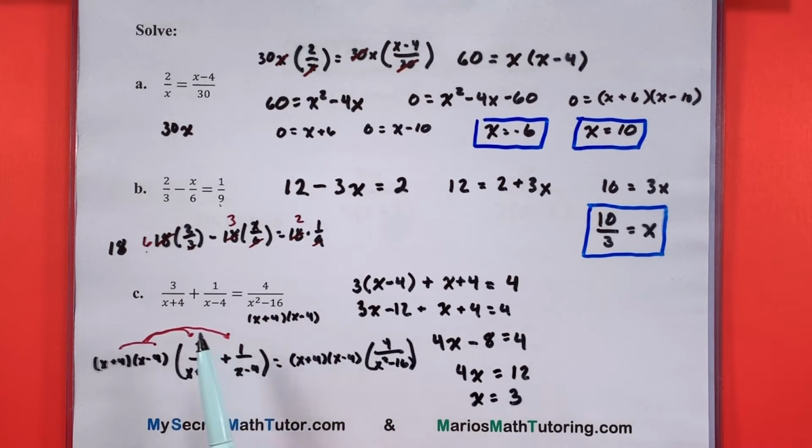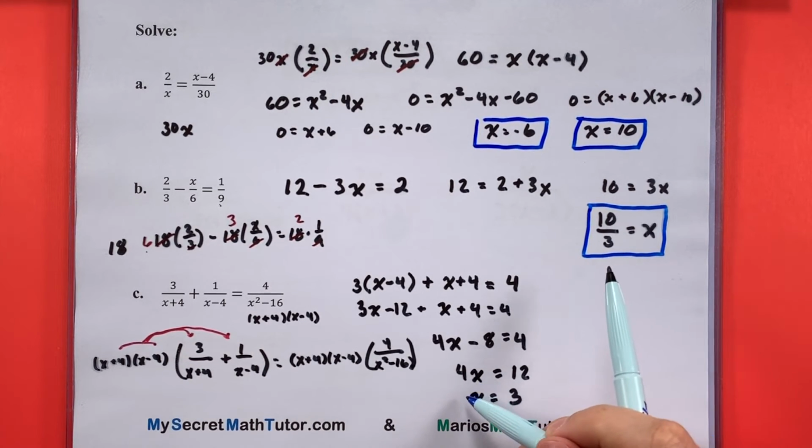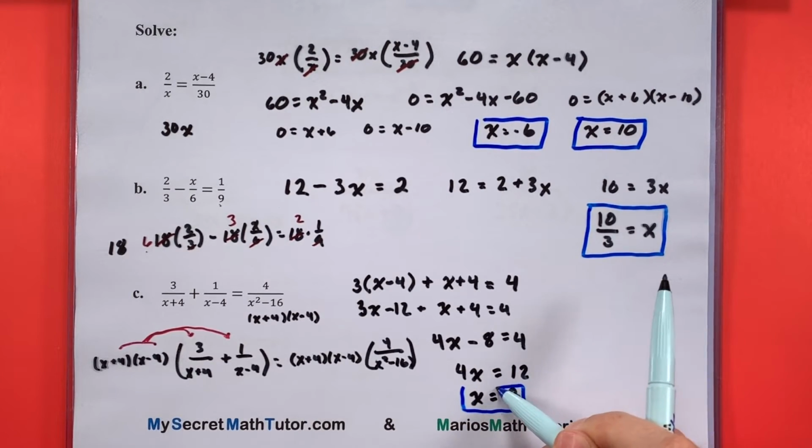All right, so looking back at the original, we do not want a 0 in any of our denominators, so x cannot equal a negative 4, and x cannot equal a positive 4. Same thing here, can't equal a negative 4, can't equal a positive 4. My answer is none of those, so we'll take it as our solution, that x is equal to 3.